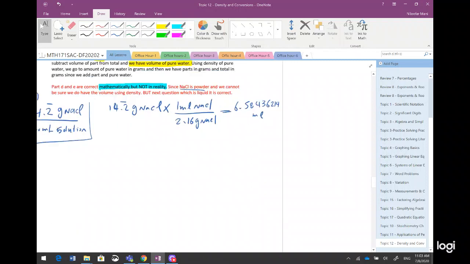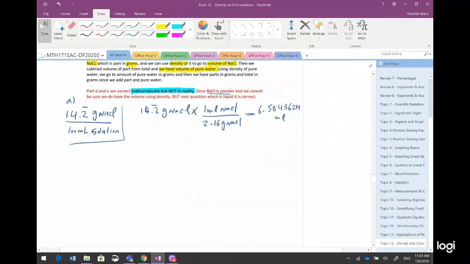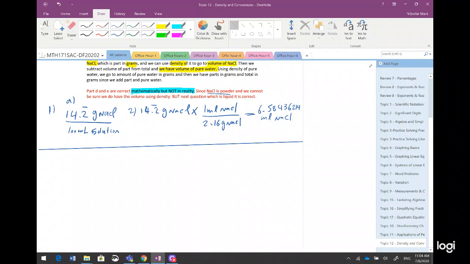Yes, okay, milliliter. So milliliter of NaCl, milliliter of NaCl. Okay, so this is the first step, this is the second step. So the third step is here.